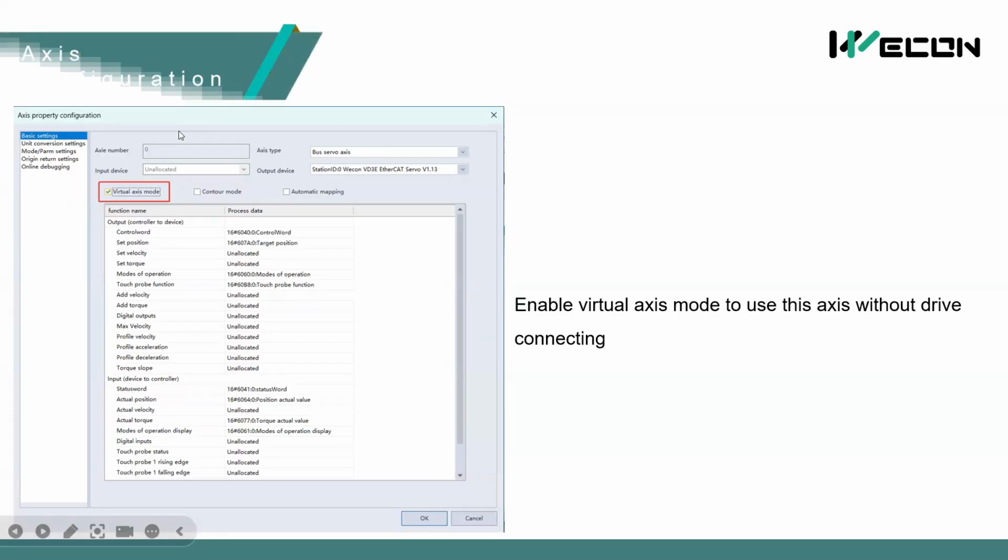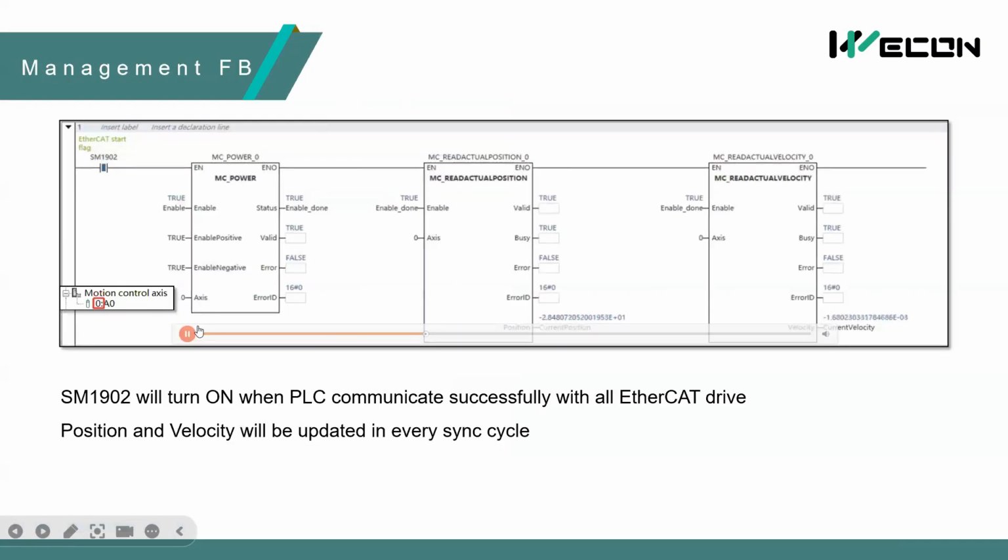Okay, and for other axis configuration, for example, unit conversion setting, online debugging and homing setting, this is the same as the post axis. So here we can skip this introduction. And now I will show you some widely used function blocks for single axis control.